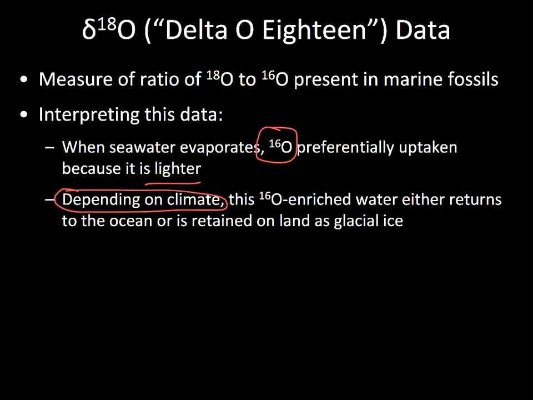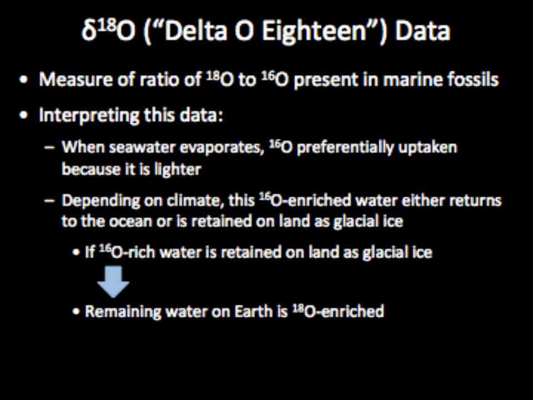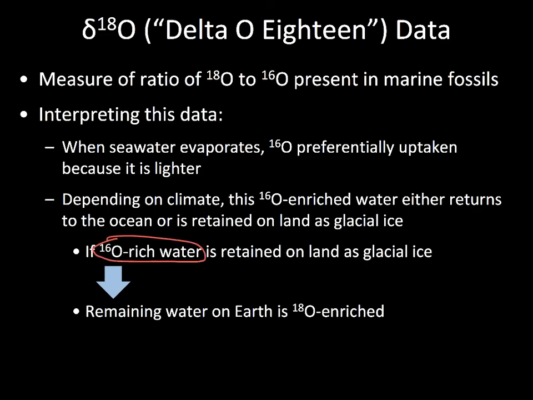If it's warm enough, that water vapor ends up precipitating back down to the earth and eventually returning to the ocean. However, if it's cold, specifically cold enough such that ice forms on continents, that oxygen-16 rich water vapor, yes, precipitates down, but it gets retained on the land as glacial ice. If it gets retained on land as glacial ice, it never returns to the ocean, and accordingly the remaining ocean on Earth is preferentially enriched in oxygen-18.